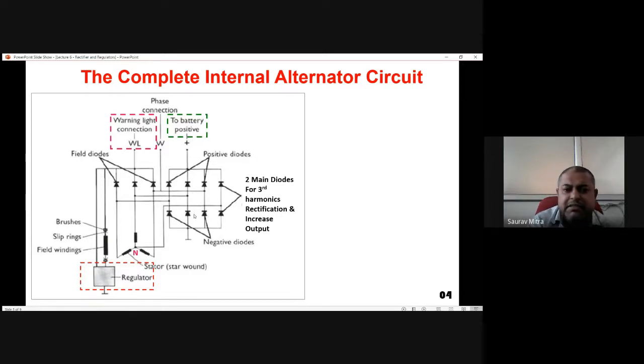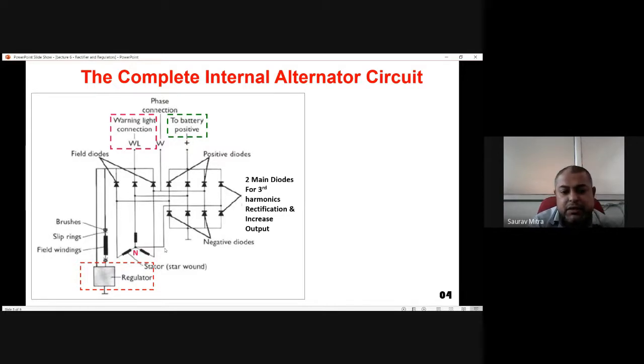So these 6 diodes have 2 jobs. First, they have to rectify the 3-phase AC and give it to the battery. And second, they have to block any kind of reverse current which might come from the battery towards the alternator. So these 6 diodes look into that. They rectify as well as block any kind of reverse voltage from the battery towards the alternator.